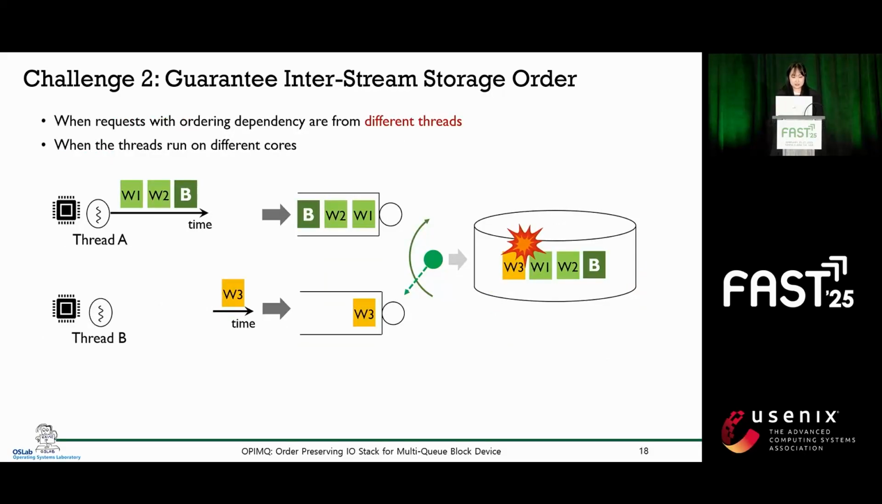The second challenge is guaranteeing inter-stream storage order. When write requests with ordering constraints originate from different threads, especially on separate CPU cores, each thread registers its write request in its assigned queue, requiring the system to enforce order across queues, potentially compromising the storage order.